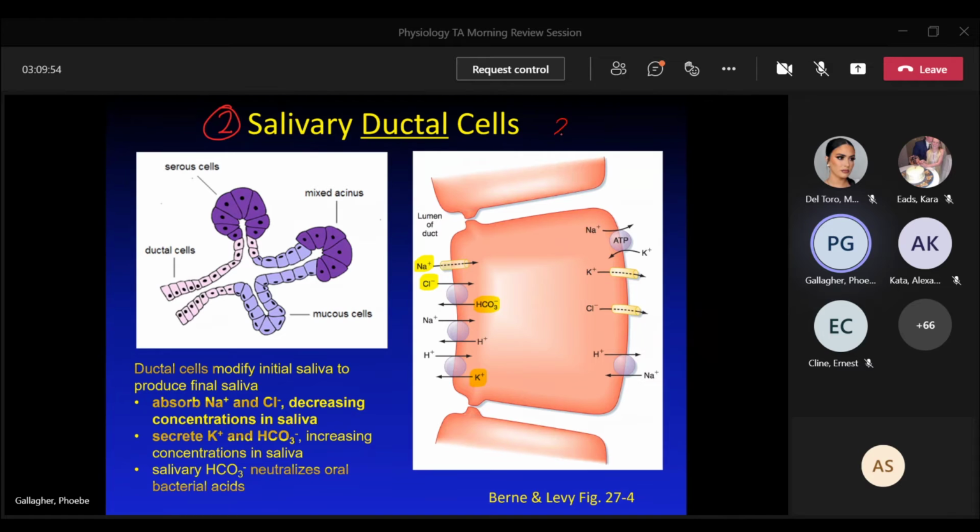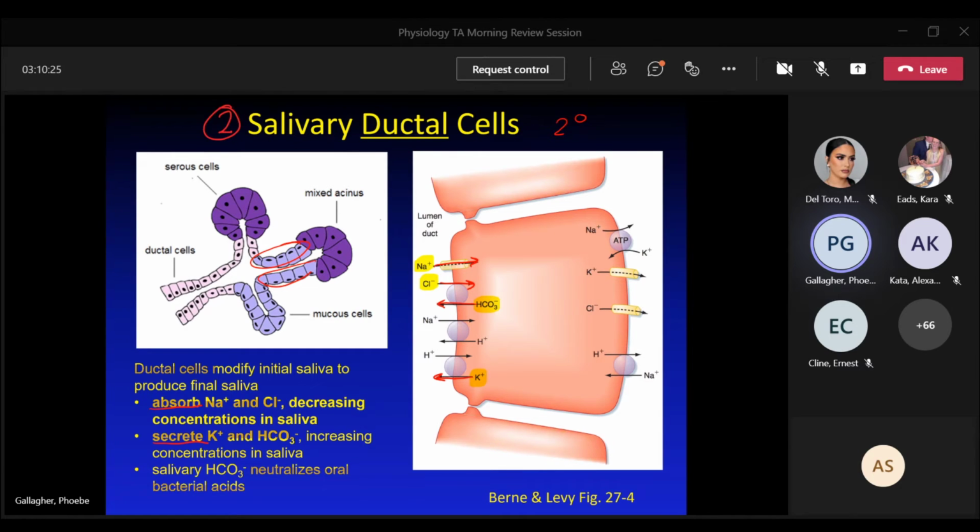Okay, so this is going to be your secondary secretions in your ductal cells. In this area here, you're going to reabsorb some of that sodium that you had originally secreted in your acinar cells, and the chloride as well. So it's no longer isotonic. You will start to excrete more bicarb and lots of potassium. So you should know these two things here and associate them with the secondary secretions of the salivary ductal cells.